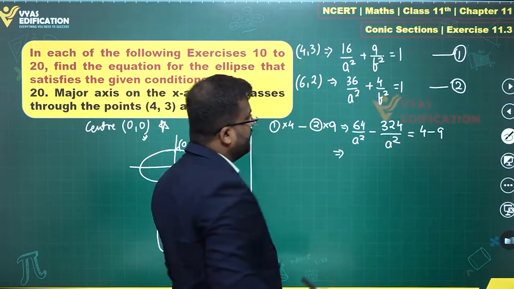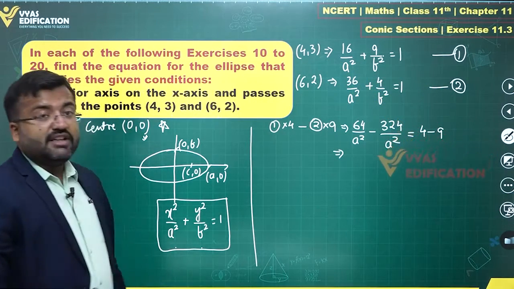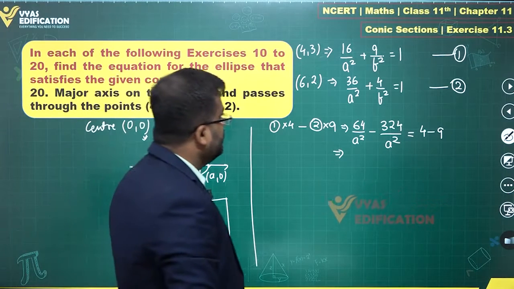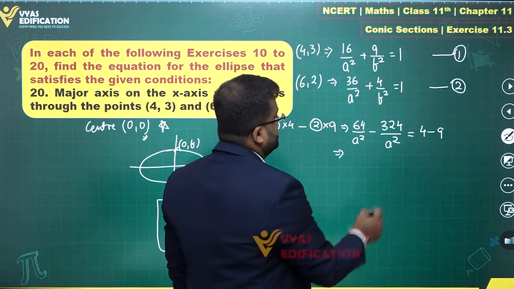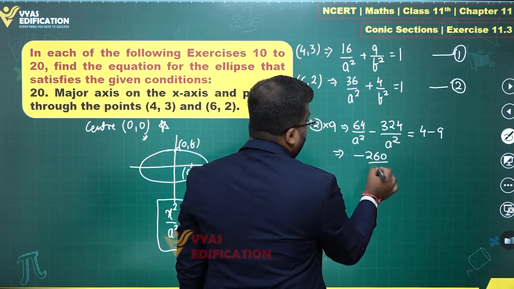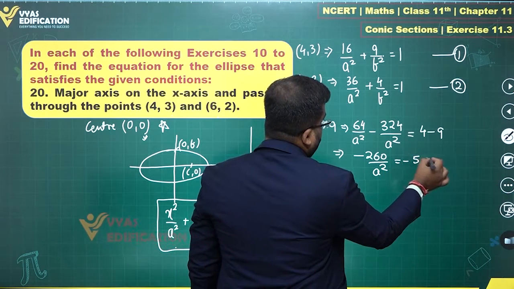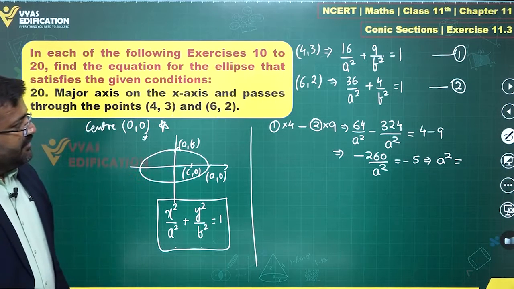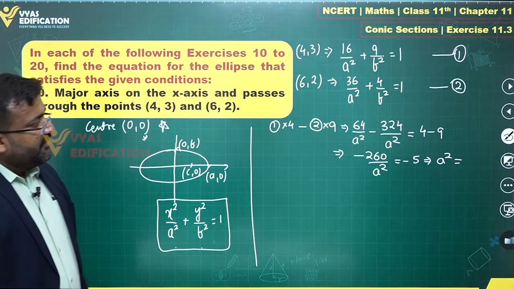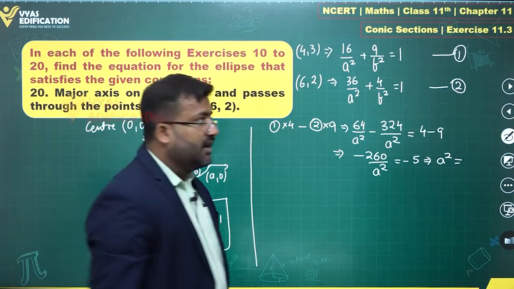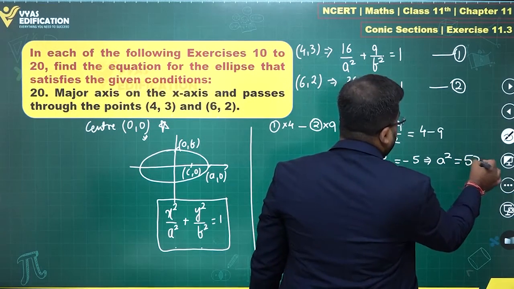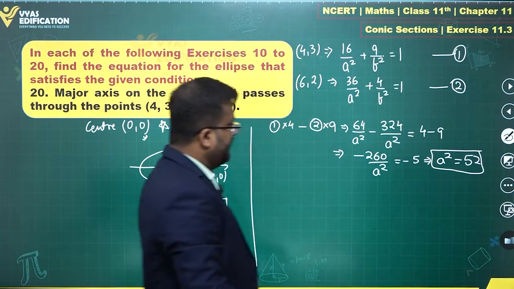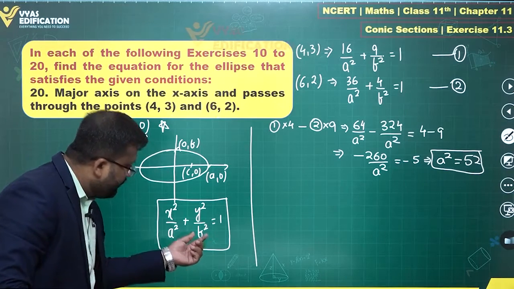Okay, what does that give me? This is 64 minus 324, which is minus 250, right? Minus 260, sorry. Minus 260 upon a square is equal to minus 5. That tells me that a square will be equal to what? Minus 260 upon a square equal to minus 5 implies a square will be 260 upon 5, which is 52. So the value of a square has been obtained. Yes. What about b square?